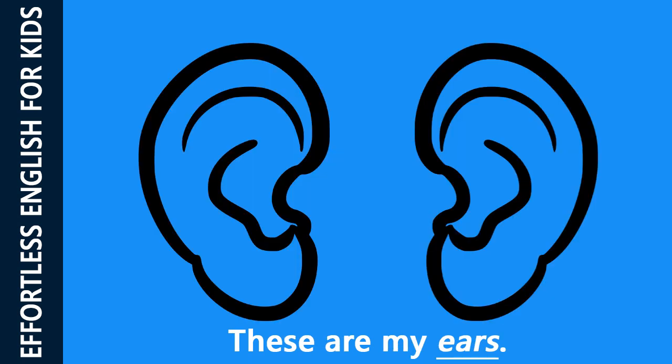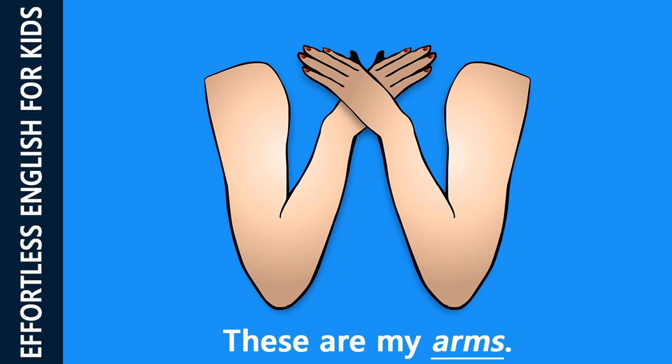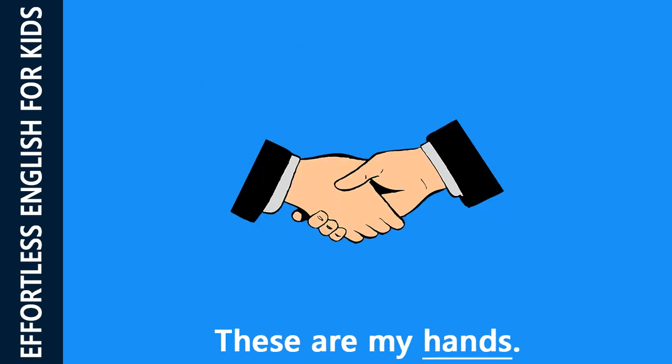These are my ears. I have two ears. These are my arms. I have two arms. These are my hands. I have two hands.